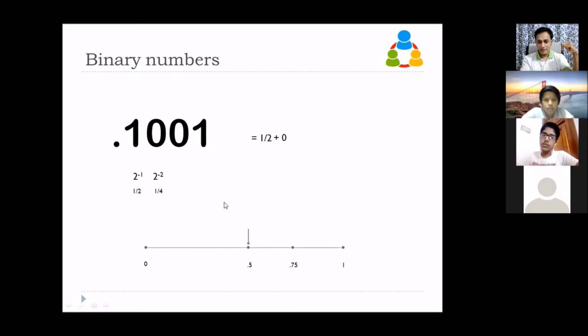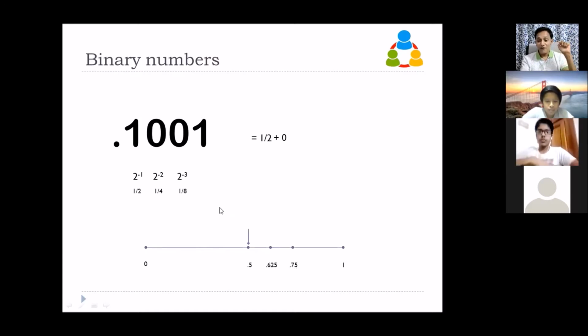Do you get that? Yes, sir. Next point is 2 raised to minus 3, which is 1 by 8. Now you are dividing this into 8 pieces. So 1 division here, 1 division here, 3 more divisions here. So each of these points is 1 by 8. So this is 0.5, 0.625, 0.75.